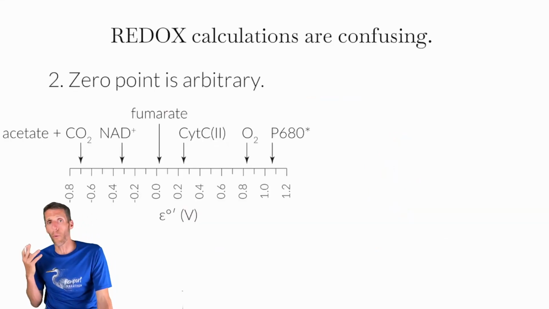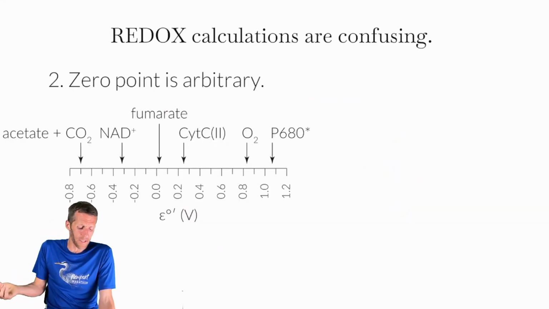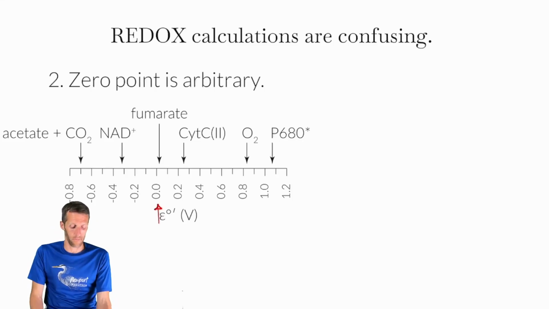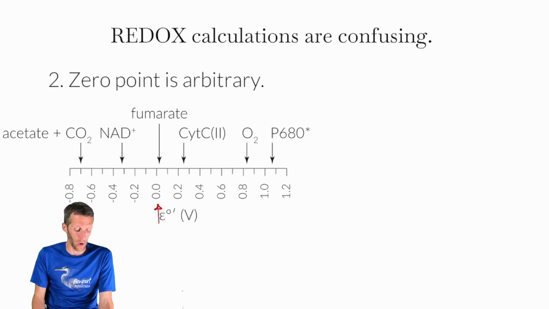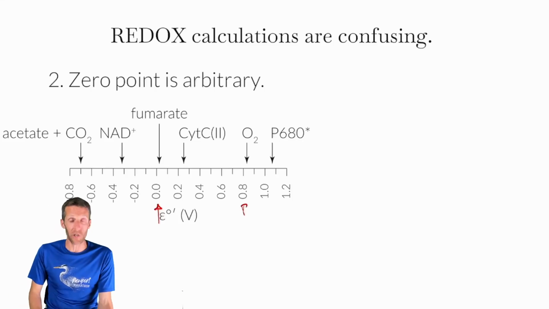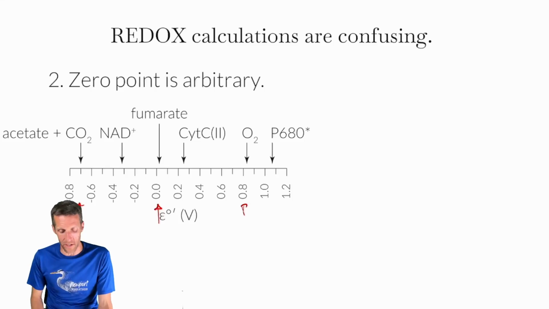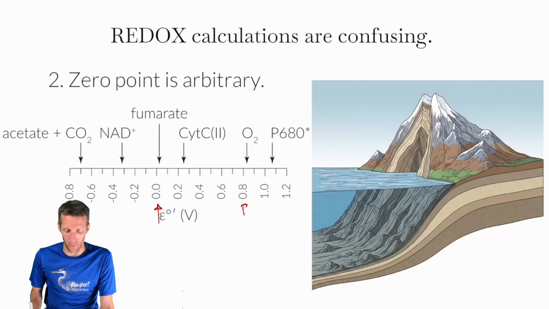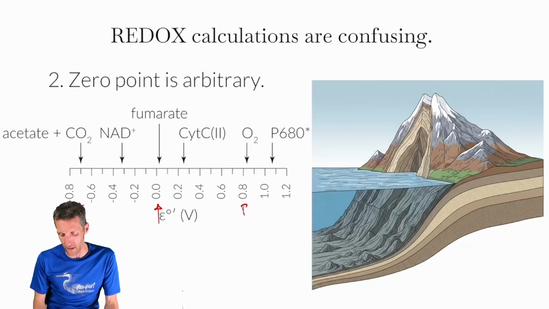A second confusing point is there's this weird 0 point in the middle, right? We're like, well, what is a standard state reduction potential of 0 versus minus 7 and 0.8? Like, why is there a 0 point? And it turns out, in terms of doing the calculations, at least, that it's completely arbitrary. There are some real reasons that we have it that way, but they don't matter for the calculation.